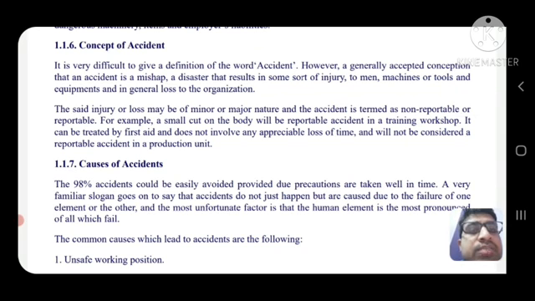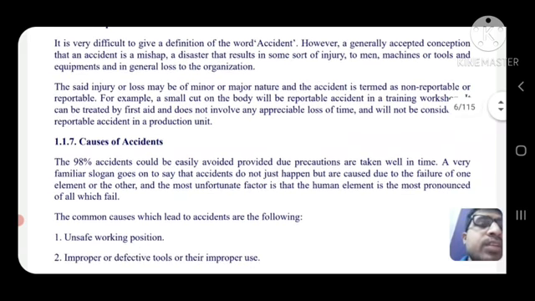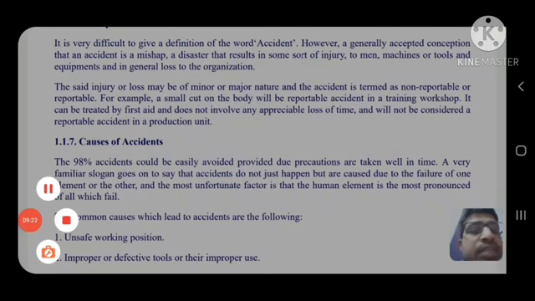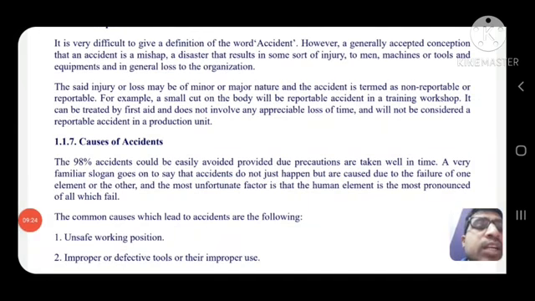The said injury or loss may be of minor or major nature, and the accident is termed as non-reportable or reportable. For example, a small cut on the body will be a reportable accident in a training workshop. It can be treated by first aid and does not involve any appreciable loss of time, and will not be considered a reportable accident in a production unit.